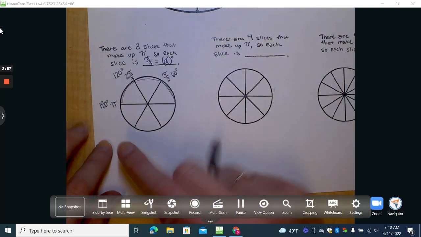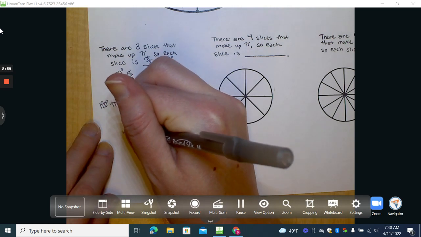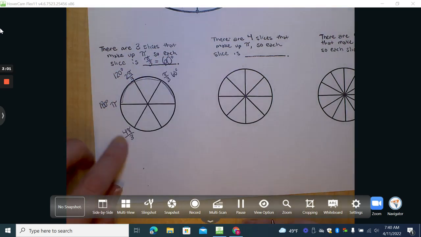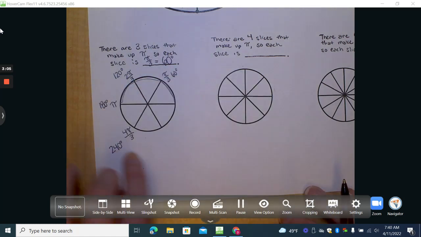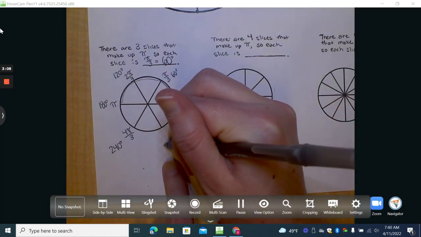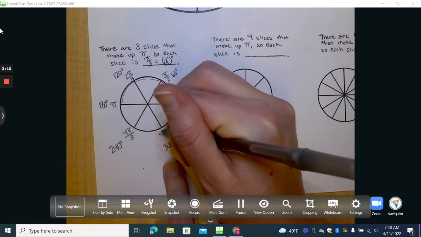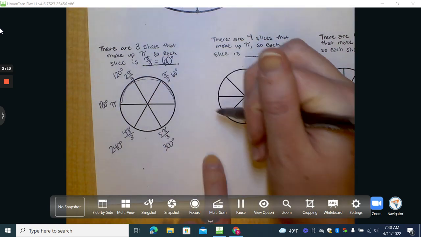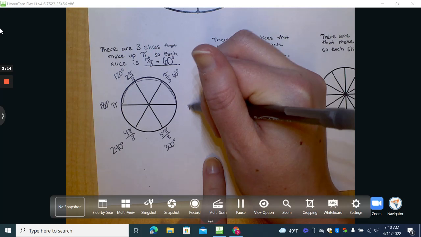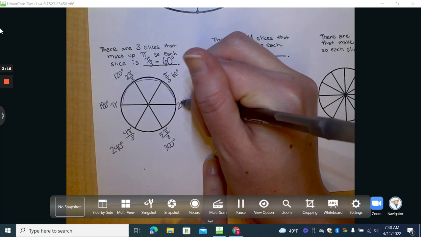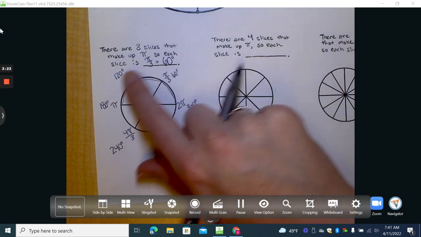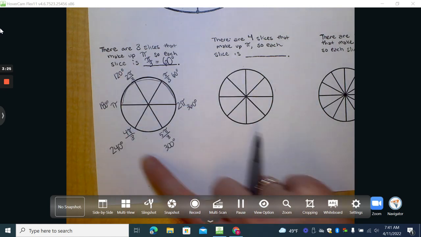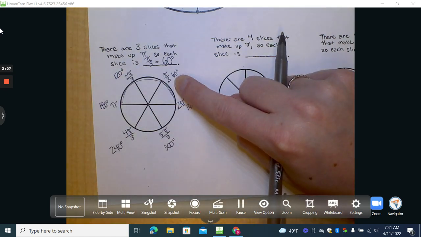We can keep going. 4/3 pi would give me a total of, where am I at now? 240 degrees. If I keep going around my circle, 300 degrees, I'm at 5/3 pi. And if I go all the way at 360 degrees, I'm back to 2 pi. I've made a full circle, 6/3 pi or 2 pi. And so I can cut up these slices into just pi over 3.